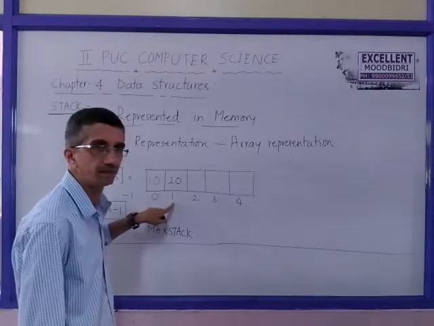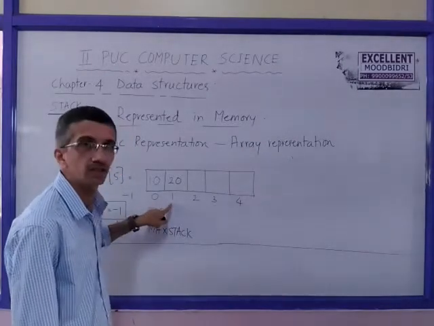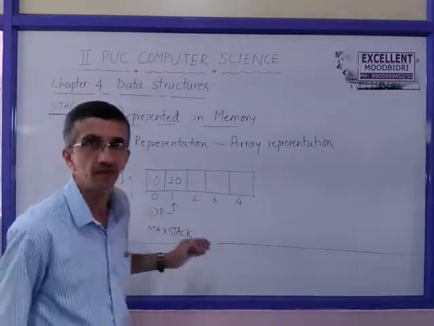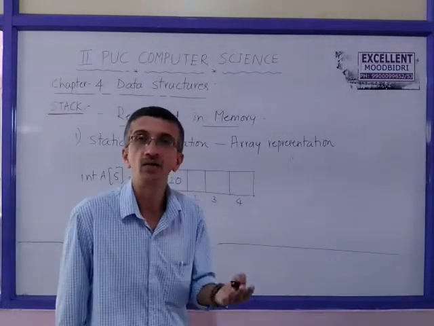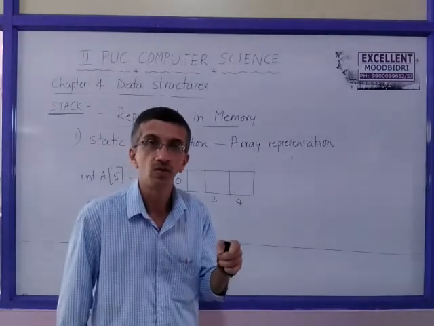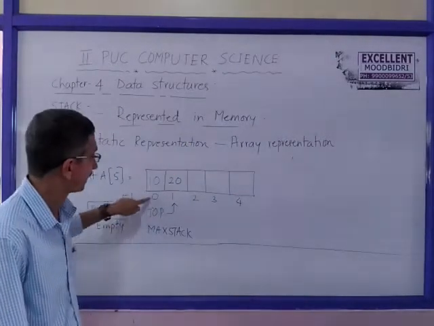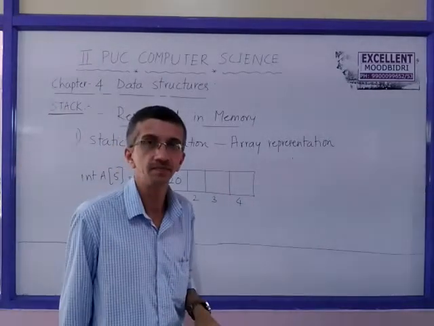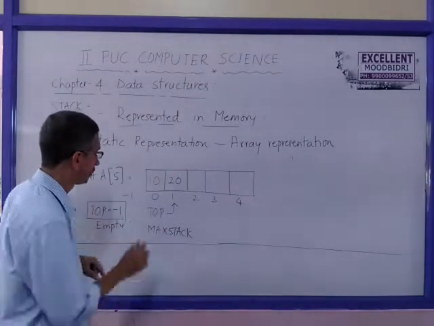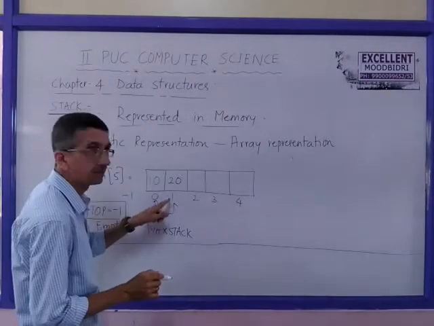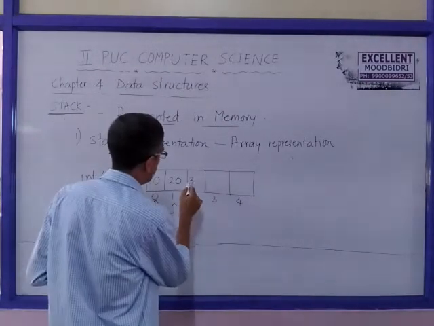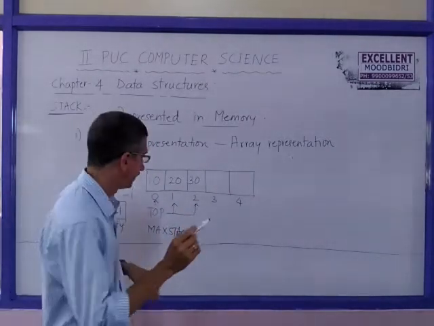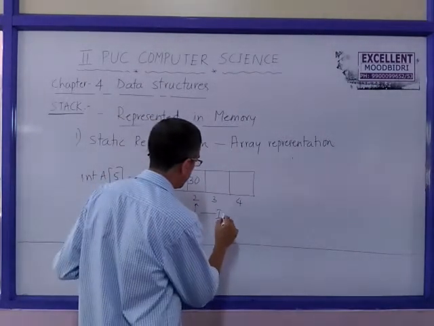So index 1. The top becomes now this one. Earlier top was minus 1 when it was empty. When you added the first item, the index is 0. So top is the index location which indicates the position of that item. Now top was 0, now top is 1. When you add one more item, 30, top becomes 2. So what you observe when you insert a new item?